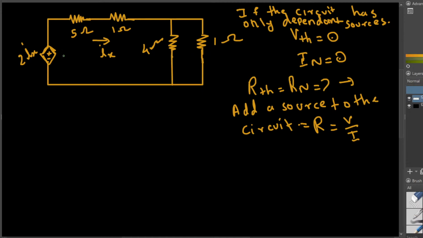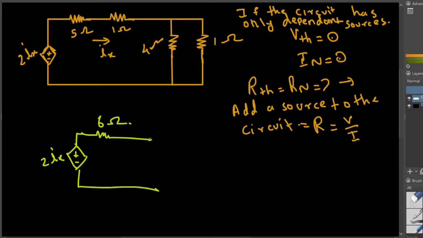So here you can see this 5 ohm resistance and 1 ohm resistance are in series. So we can add these two together first. So this is going to be a 6 ohm resistance, and then I keep the dependent voltage source as it is, plus minus 2ix. And I also keep the 4 ohm resistor as it is. And instead of this 1 ohm resistance, I'm going to add a source. Here you have to think about which source will make our life easier.